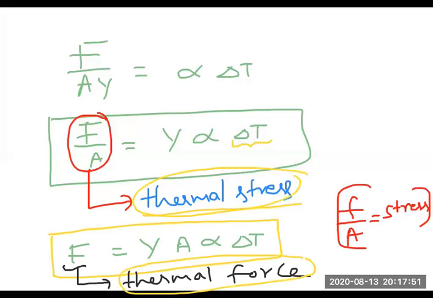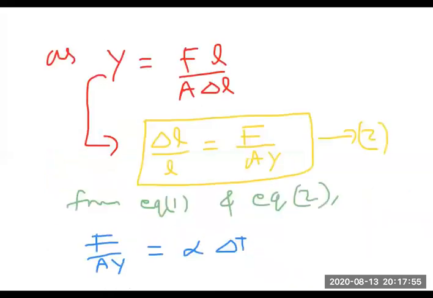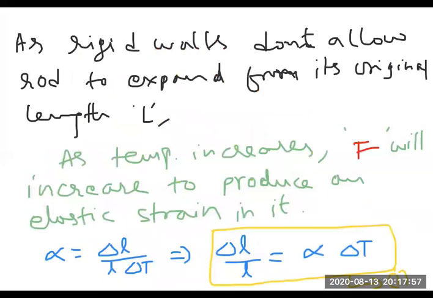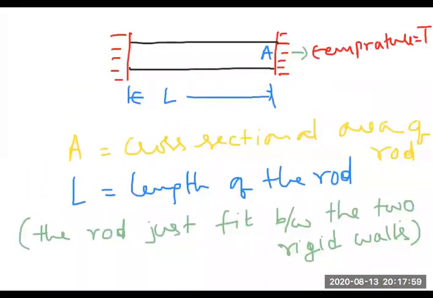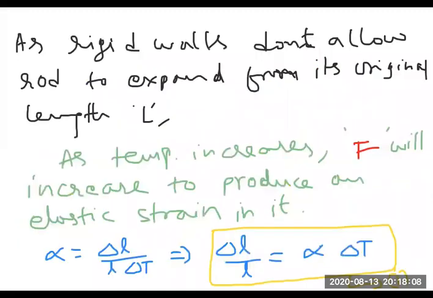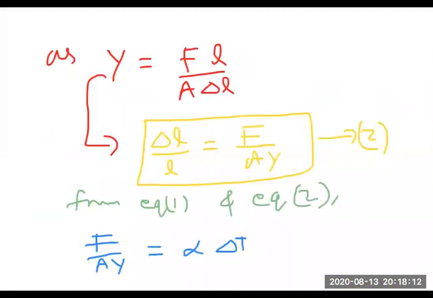Whenever the rod is placed between two rigid supports, or rigid walls, and it is allowed to expand when it is heated, the phenomenon we observe is that the force developed here is called thermal force, and the stress developed here is called thermal stress.